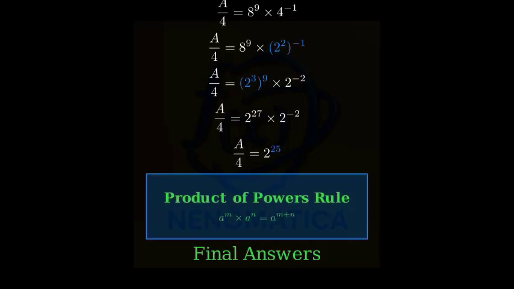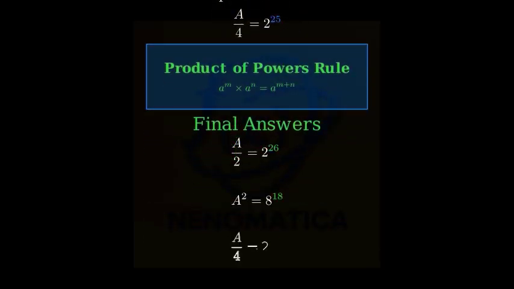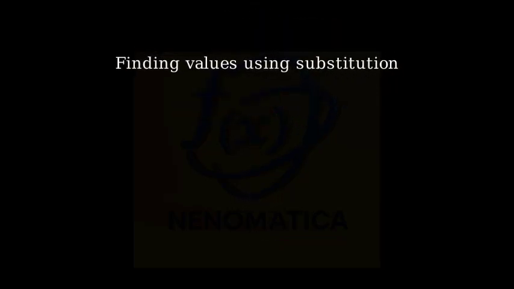Let's summarize our answers. We found that a divided by 2 equals 2 to the power of 26, a squared equals 8 to the power of 18, and a divided by 4 equals 2 to the power of 25. Finding the value of one exponential expression when we know the value of another related expression.